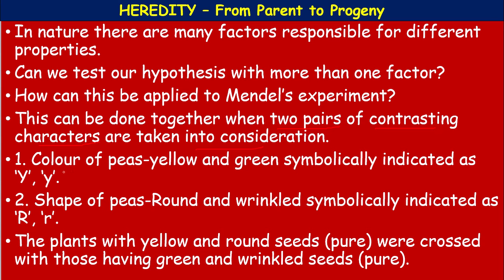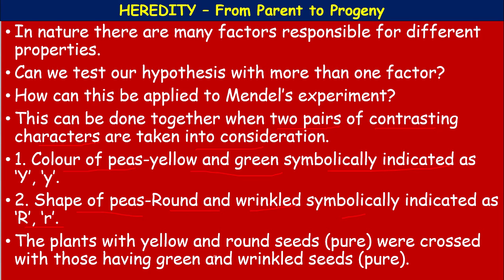Number 1, the color of the peas, yellow and green, symbolically indicated by capital Y and small y. The two contrasting characters we have taken: the second is the shape of the peas, round and wrinkled, symbolically represented by capital R and small r.